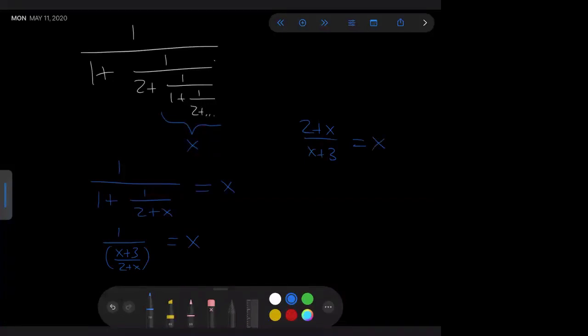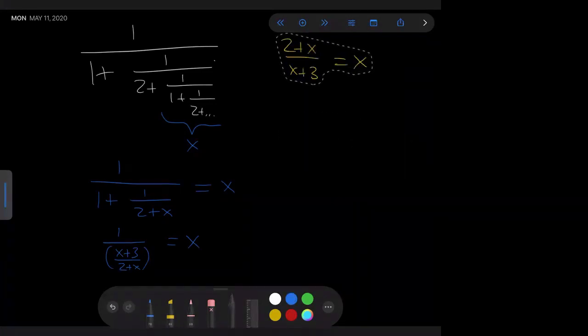Now we can cross multiply, or if you want to just multiply everything by x plus 3. Let me move this up so we get more space to work with. If you multiply by x plus 3, you will get 2 plus x is equal to x squared plus 3x. Quadratic formula time. Let's put it into our form first. x squared plus 2x minus 2 equals 0.